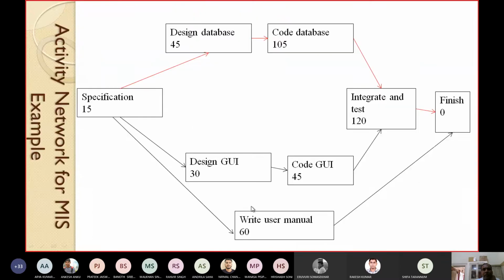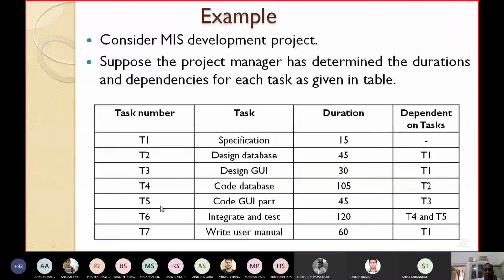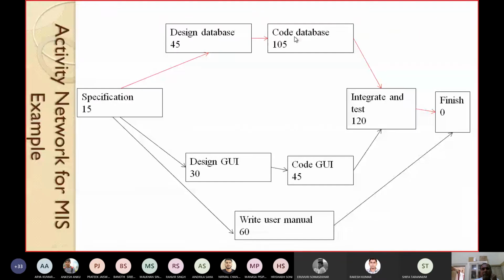After design database, what can we go for? You can see after T3, T5 can be started, and after T2, T4 can be started. T4 is code database and T5 is code GUI. So after design database, code database will start, and after design GUI, code GUI will start. As for duration, code database is 105 days, code GUI is 45 days.